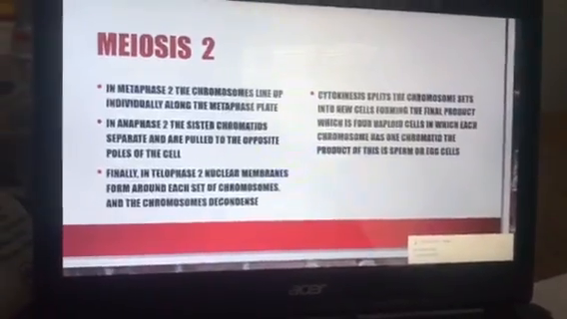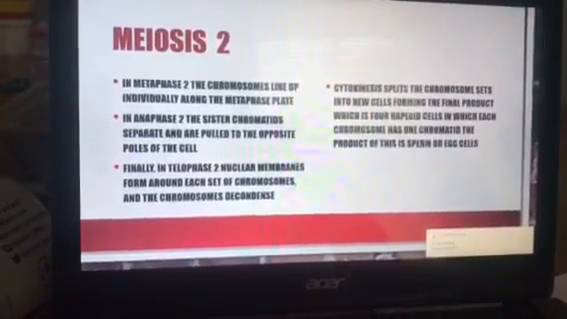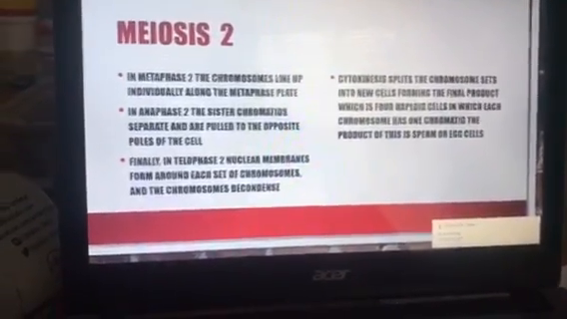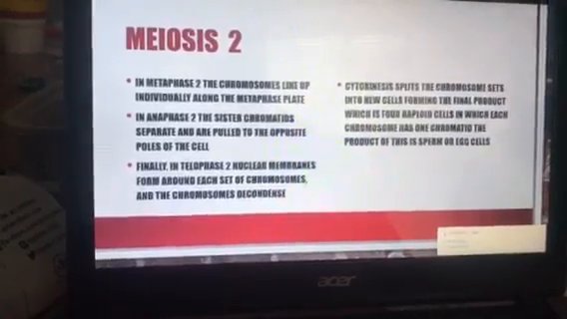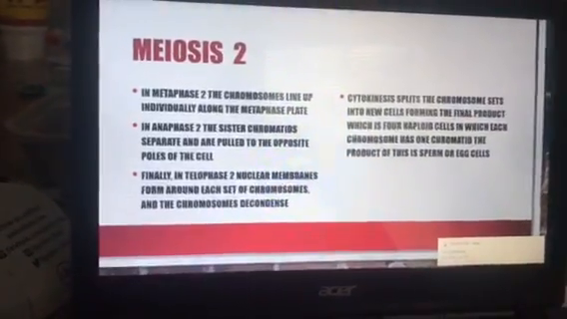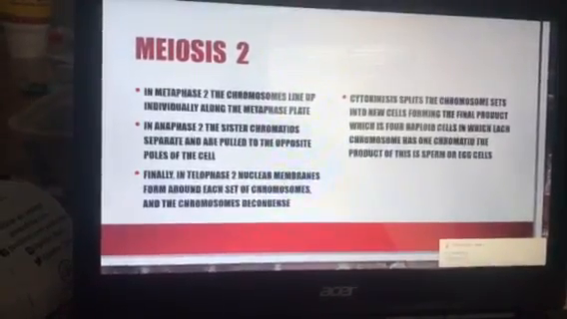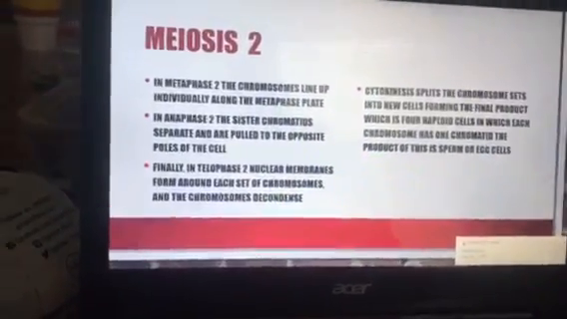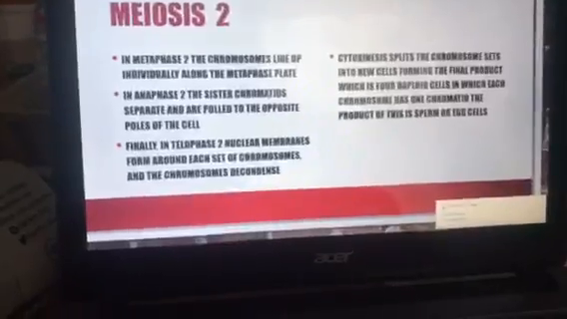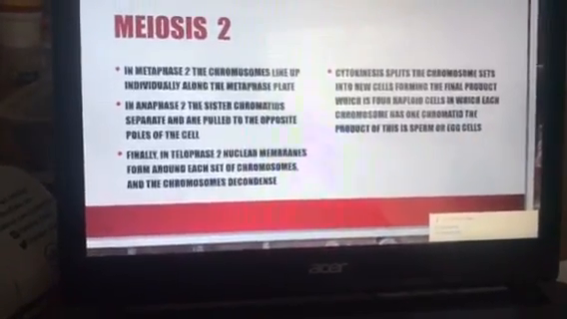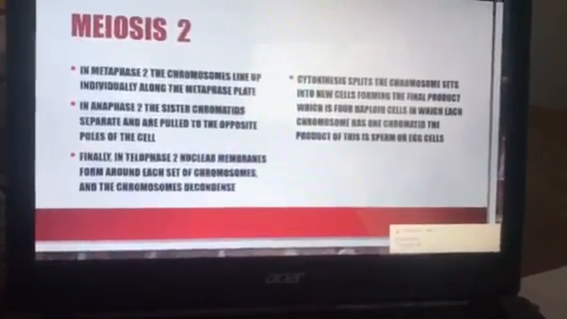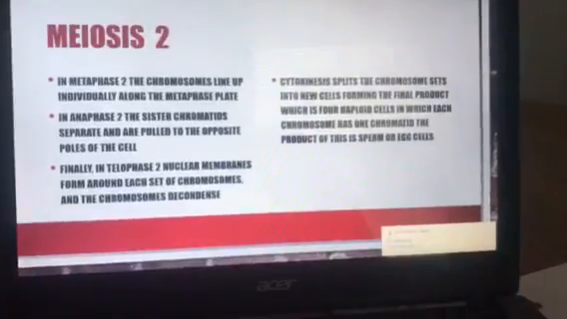In metaphase 2, the chromosomes line up individually along the metaphase plate. Then it goes on to anaphase 2. The sister chromatids separate and are pulled to the opposite sides of the cell, the opposite poles. Finally, in telophase, nuclear membranes form around each set of chromosomes, and the chromosomes decondense.